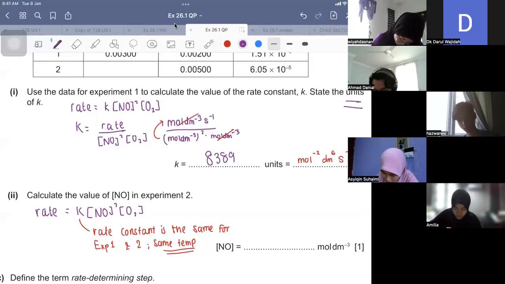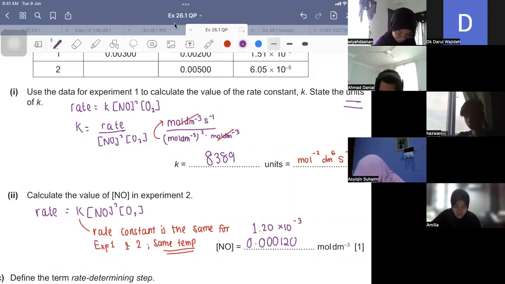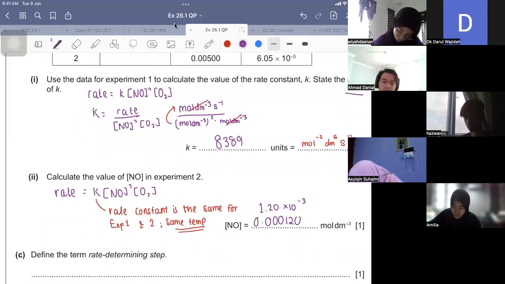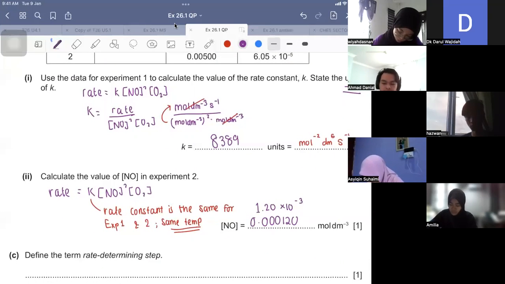Okay, you should get a numerical answer of the concentration of nitrogen monoxide to be 0.000120, or equivalent to 1.20 times 10 to the power of minus 3. The units is of course mole per dm cube because we are looking for the concentration. I will obviously skip that definition question. If you are done with this part, you can start reading the next part.